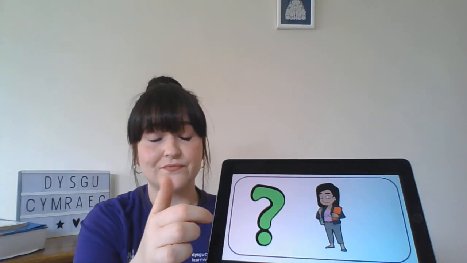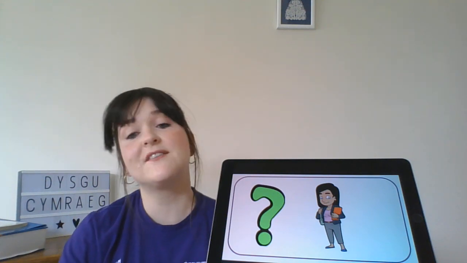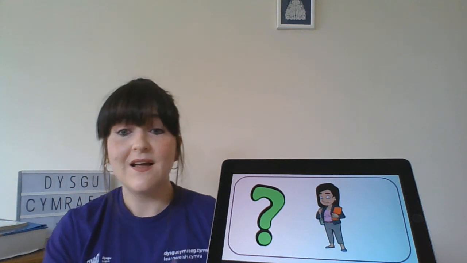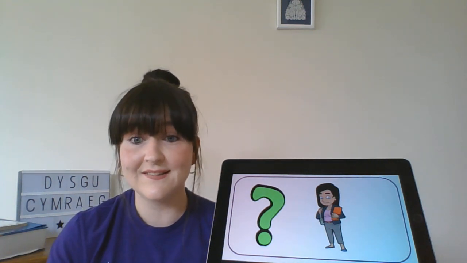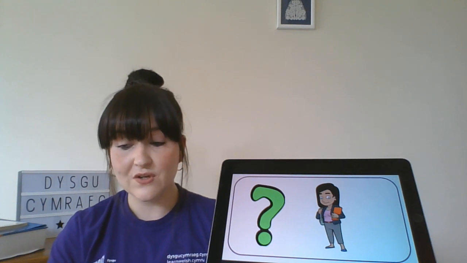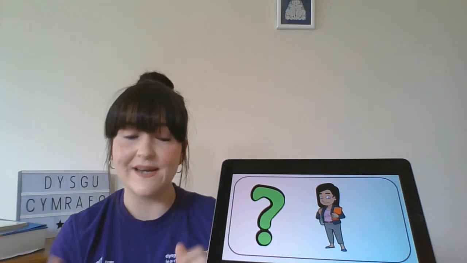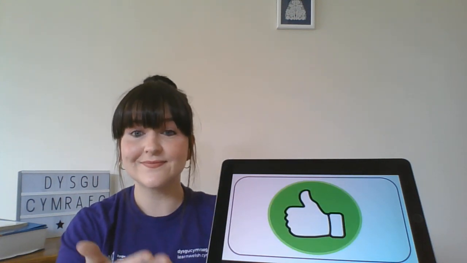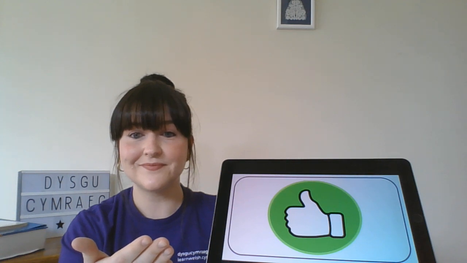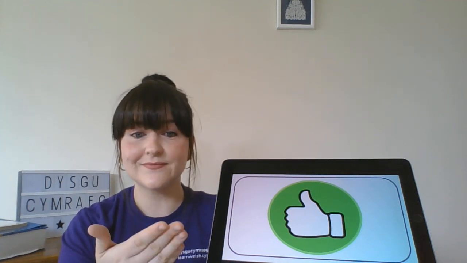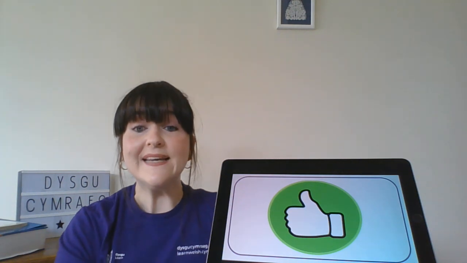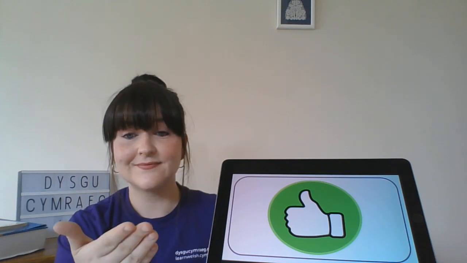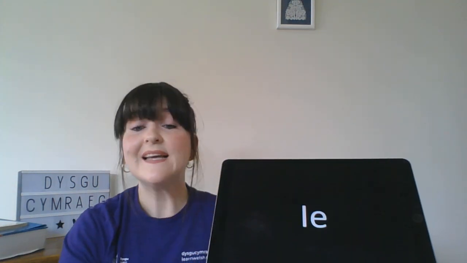Gwych. Da iawn. So these questions that begin with a noun or a name, Sion yw e, Sian yw hi, we are introduced with a new yes and a new no. So when sentences begin with a noun or a name and the answer is yes, we say ie. Ie. Yes. Ie.